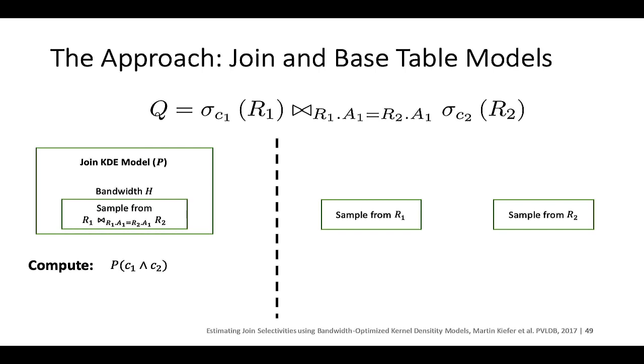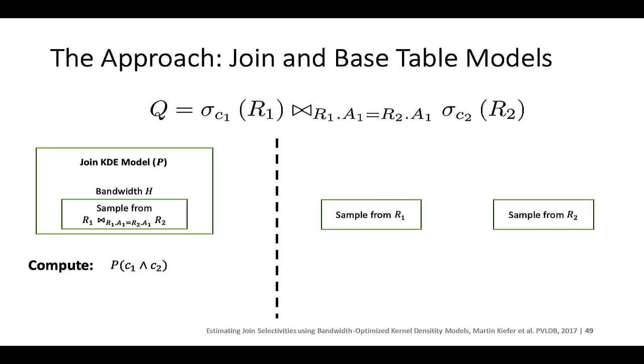we would have to do this for every join possible, or at least for a lot of critical joins where we think the estimates computed using the usual methods are very wrong. And that is very expensive. And you would just have to maintain a lot of these models.